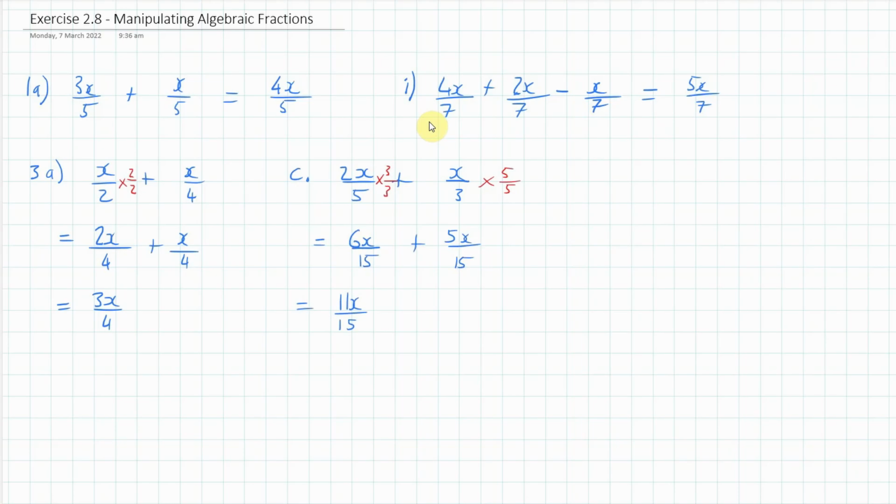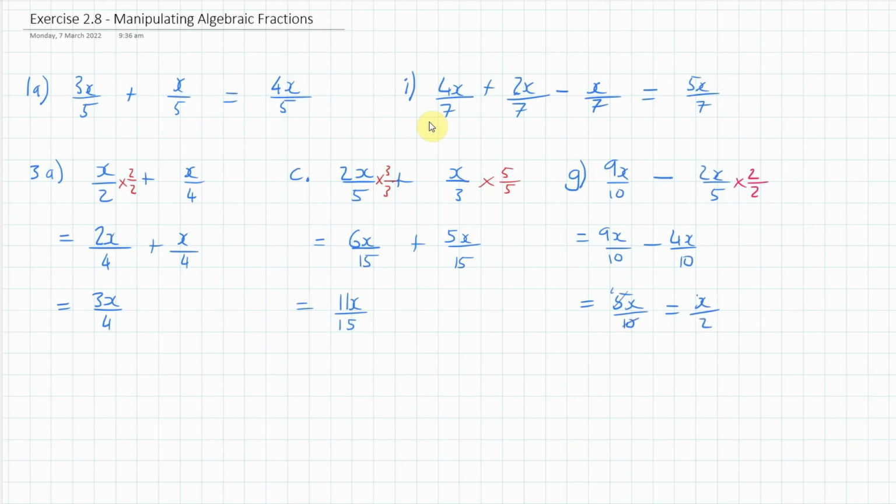Now sometimes, of course, we're going to have examples where we're subtracting things. So let's have a look at g, for instance. Here you have 9x over 10, subtract 2x over 5. And hopefully you can see that the 5 goes into the 10. So all we need to do is multiply that one by 2 over 2. So in our next line, we're going to get 9x tenths, subtract 4x over 10. And this gives us 9x take away 4x is 5x over 10. And we can still simplify that further to 1x over 2, or x over 2.